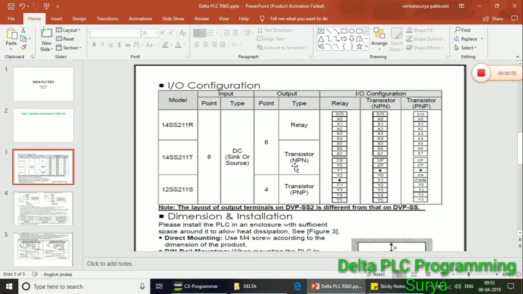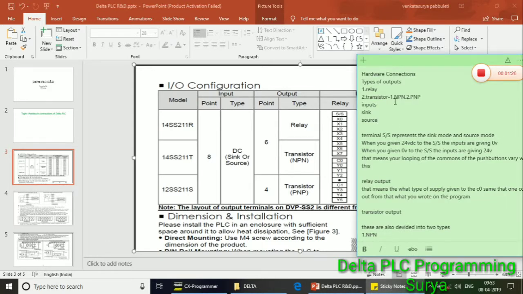See this: relay, transistor, and PNP and NPN. So, relay connections, see this relay type of PLC. See this 14SS2 type model. The R at the end means relay output. Okay, P means transistor output. Okay, this is the identification of the PLC, so you can tell this is the relay output and this is the transistor output.